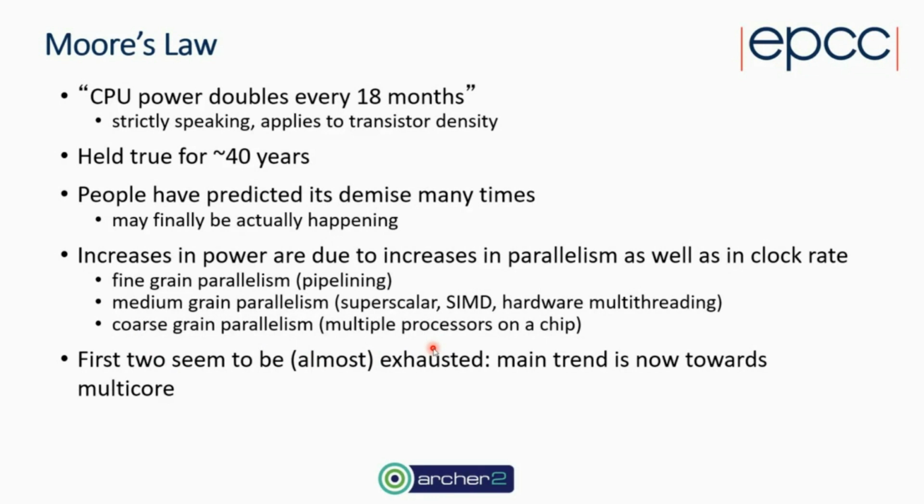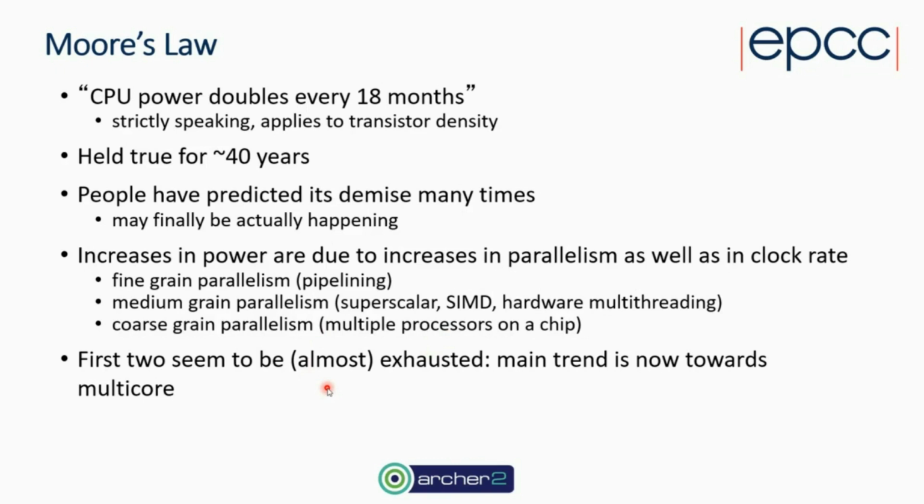Because we've got all these transistors, we can put them onto a single processor, but we can't make an individual core go faster. Let's add more cores onto the chip, so overall the whole processor is faster, even though the individual processing cores may be slower than they were in the past. And so that's where we are now.